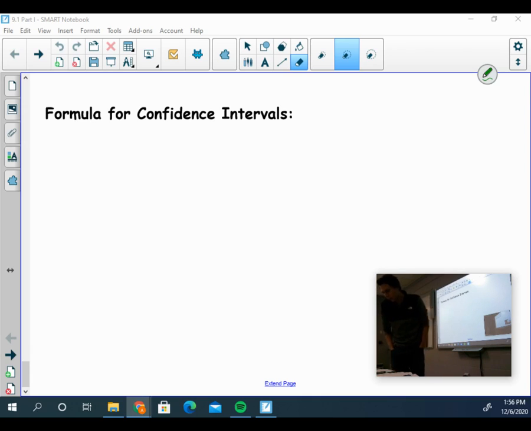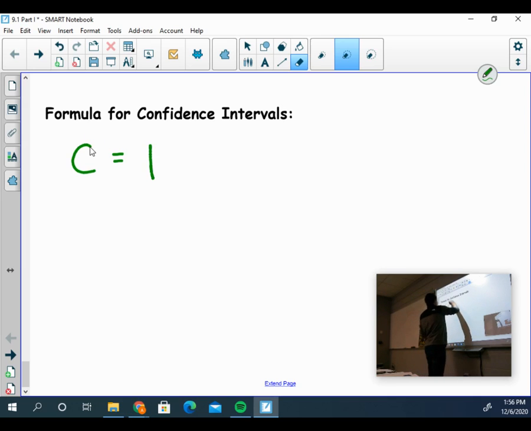Since most of the time we aren't working with the standard normal curve, we have to find a way to calculate the two values that give us the confidence level that we are looking for. And here is our formula for the confidence interval.